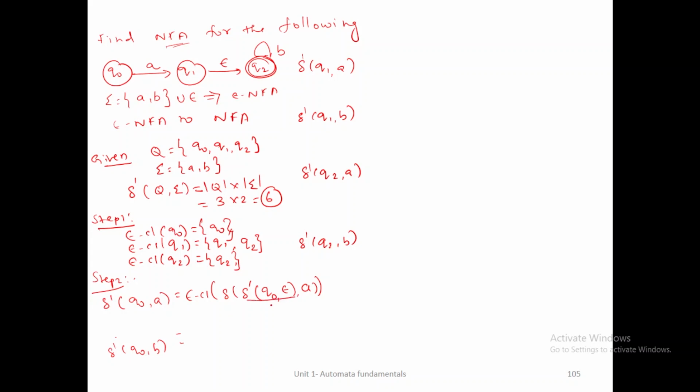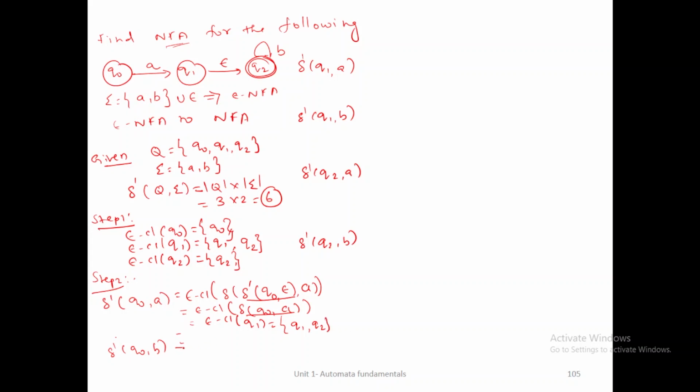So what is the value? This is nothing but epsilon closure of tilde of Q0. This value is only one state, Q0, and the remaining symbol is A. Then you check Q0 with A in the given diagram. Q0 with the A symbol goes to Q1. So the answer is epsilon closure of Q1. You check the value of epsilon closure of Q1. It's nothing but Q1, Q2. So you write the answer.